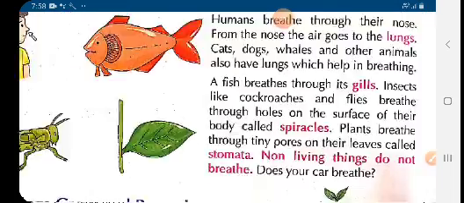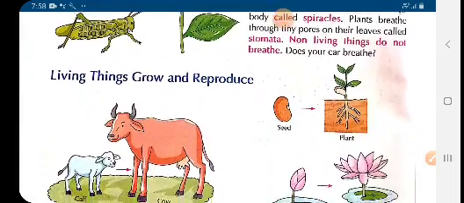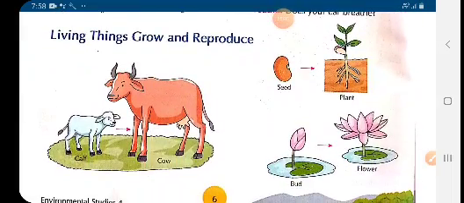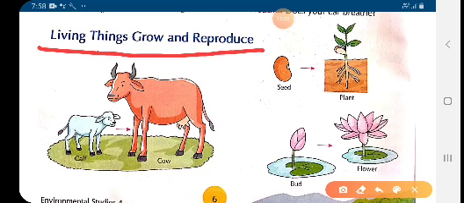Now, the next process is, children, living things grow and reproduce. As we know, one of the characteristics of living things is to grow and reproduce. We have seen a seed growing into a plant or a seedling, and a bud into a flower. Now this is growth.